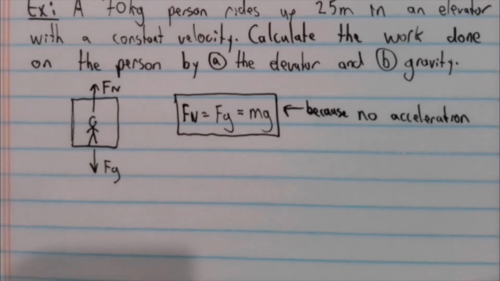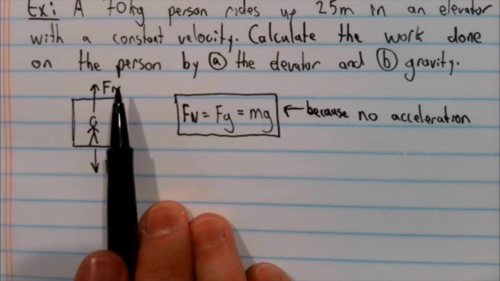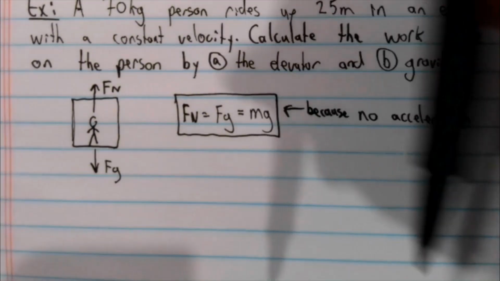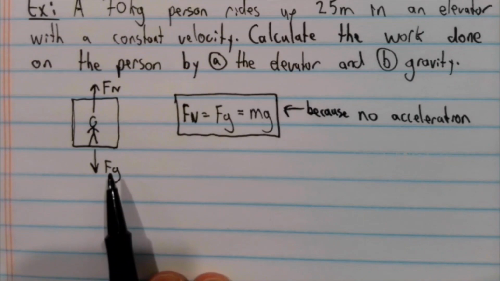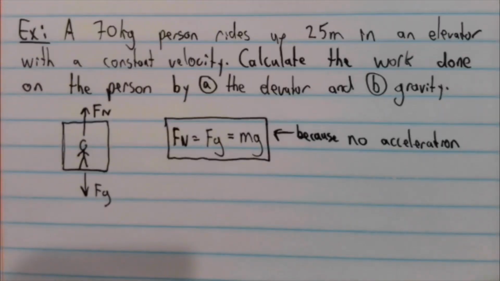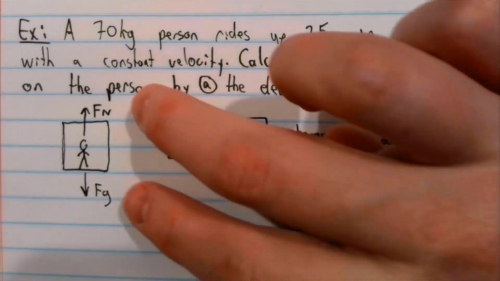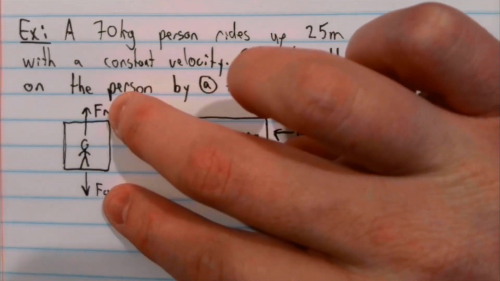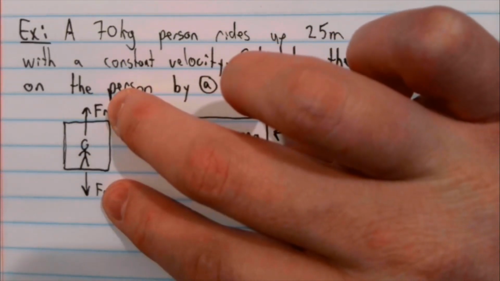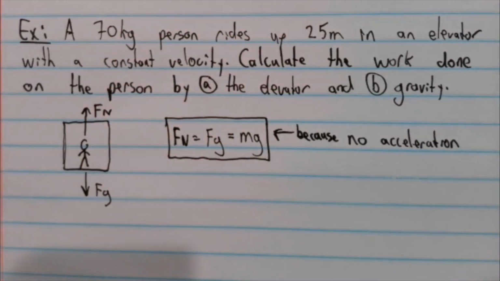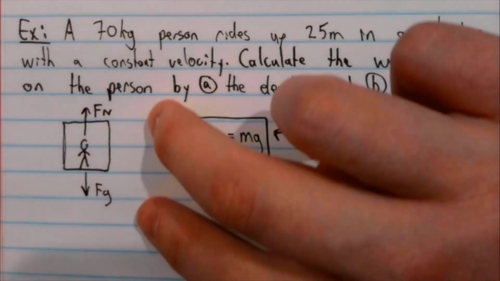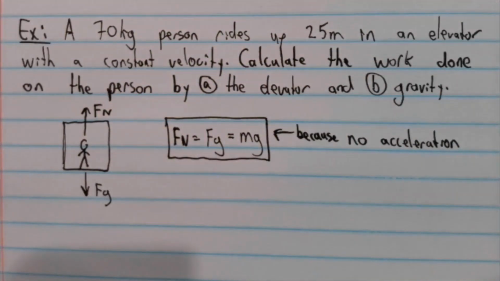If this person were accelerating upwards, that would mean that Fn is larger. If this person were accelerating downwards, that would mean that Fg is larger. But they're moving steady upwards. So although they're moving up, there's a perfect balance between Fg and Fn. Unbalanced forces only cause acceleration. So the fact that they're moving at constant velocity means that these are balanced. They're moving nicely in tandem.